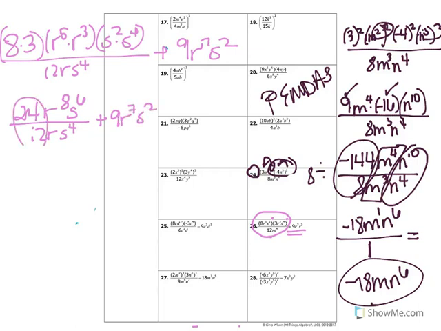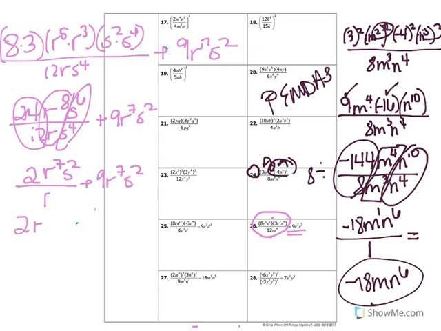All right, so between 24 and 12, divide top and bottom by 12. I'm left with 2 up top. R to the 8th divided by r to the 1st on the bottom leaves the r to the 7th. Okay, so I'm left with 1 on the bottom. And then s to the 6th divided by s to the 4th, I'm left with s squared. And this is plus 9r to the 7th s squared.